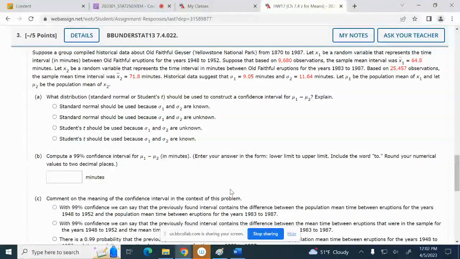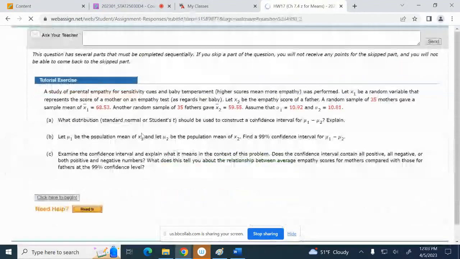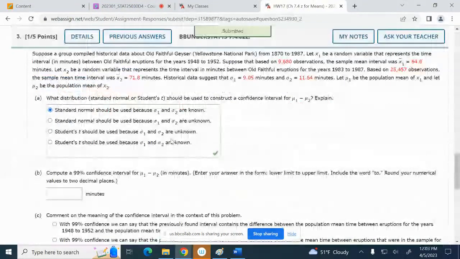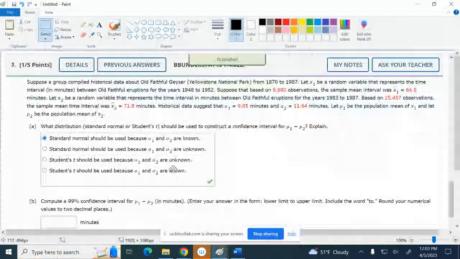In part A, what distribution? Because we knew sigma 1, sigma 2, we have to use the standard normal distribution, the z-score, right? So the first one is the good choice, using the z standard normal distribution because we knew the sigmas. Now let me copy and paste it onto the paint.